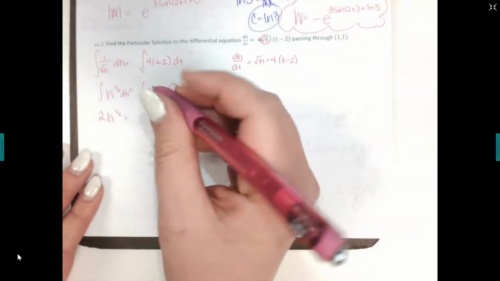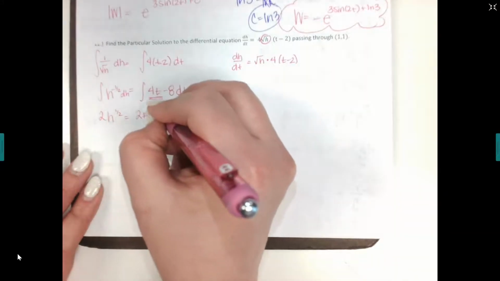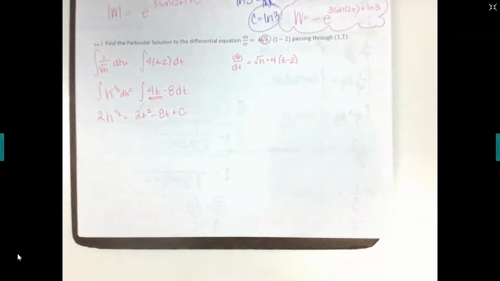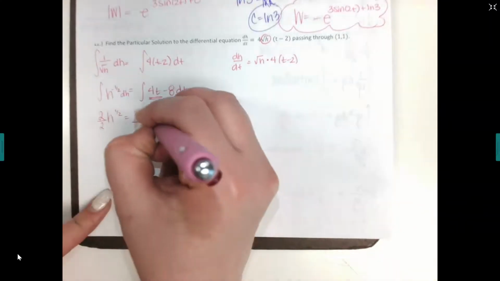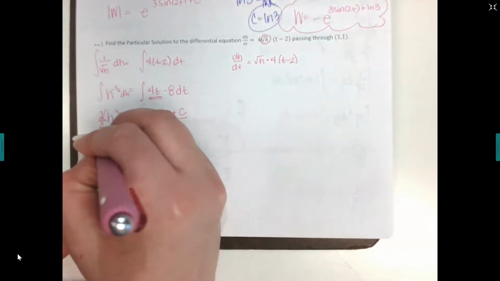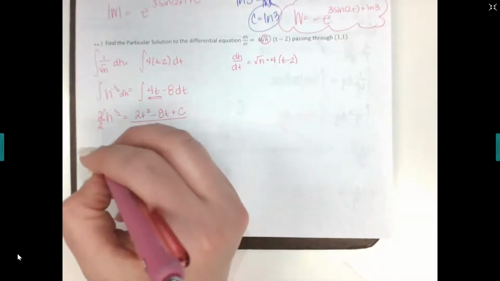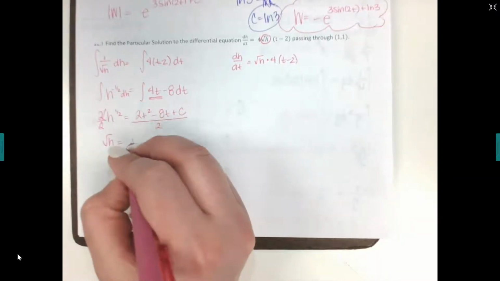4t antiderivative would be 2t squared. And then minus 8 antiderivative is minus 8t plus c. Okay, what would my next step be to get rid of this 2? Divide everything by 2. So I have h to the 1/2. What is h to the 1/2 the same as? Square root h. And then 2 divided by 2 is a t squared.